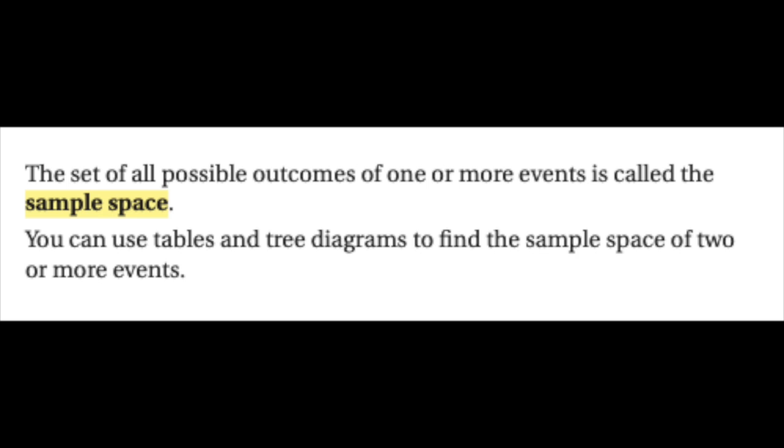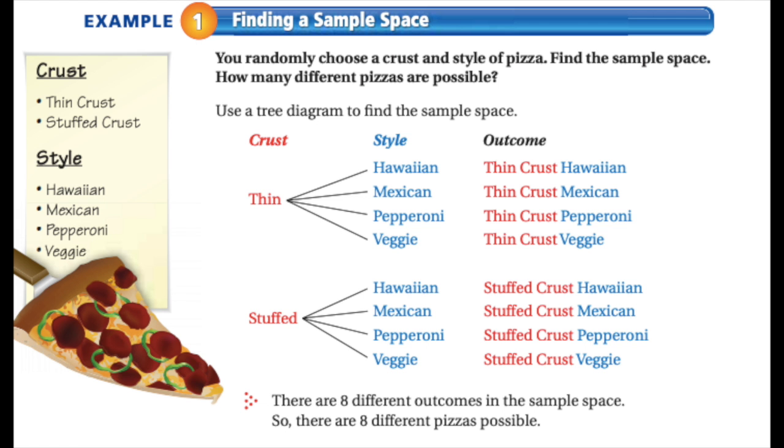Good morning. Welcome to Lesson 18, Compound Events. We're going to start with example 1 on page 422. And we also start out with this idea of sample space. Sample space is the set of all possible outcomes of one or more events. And so in example 1, we have to find the sample space.